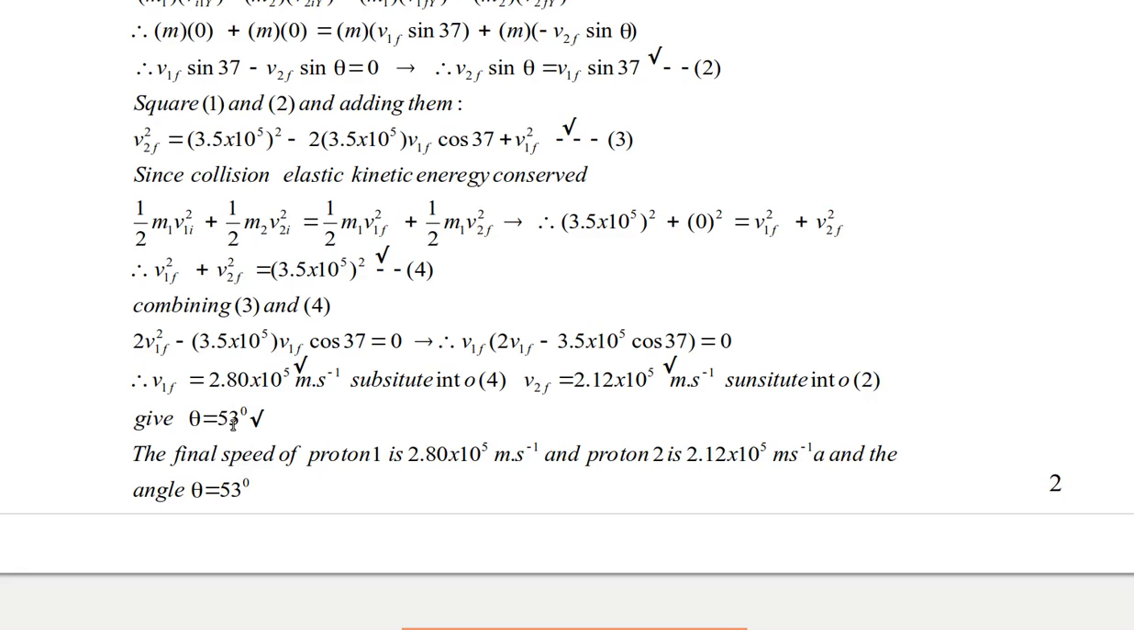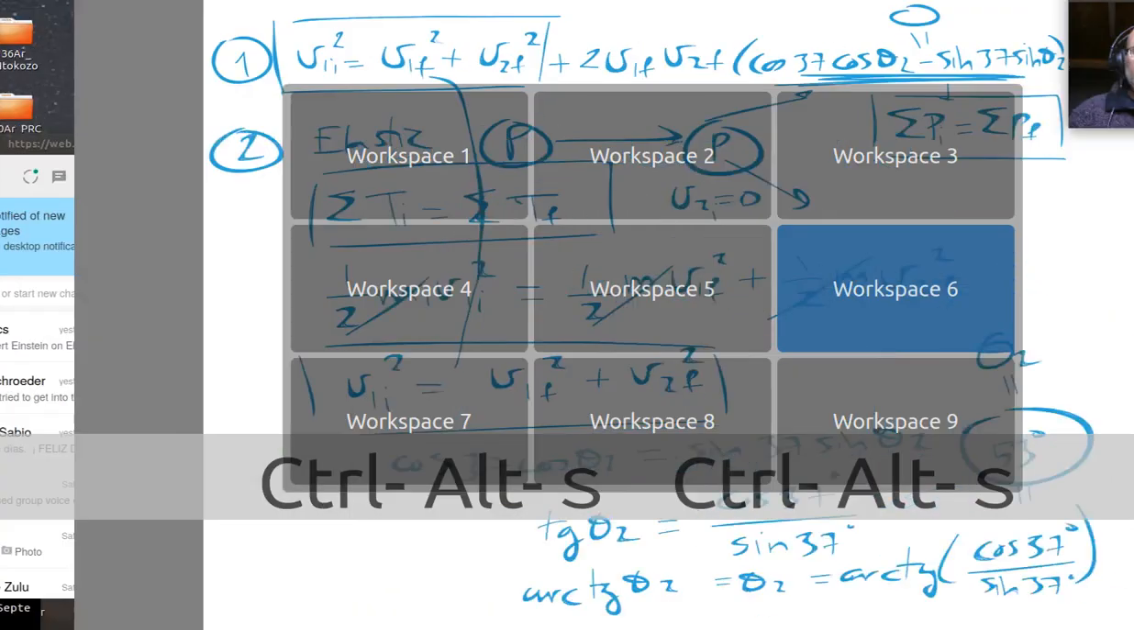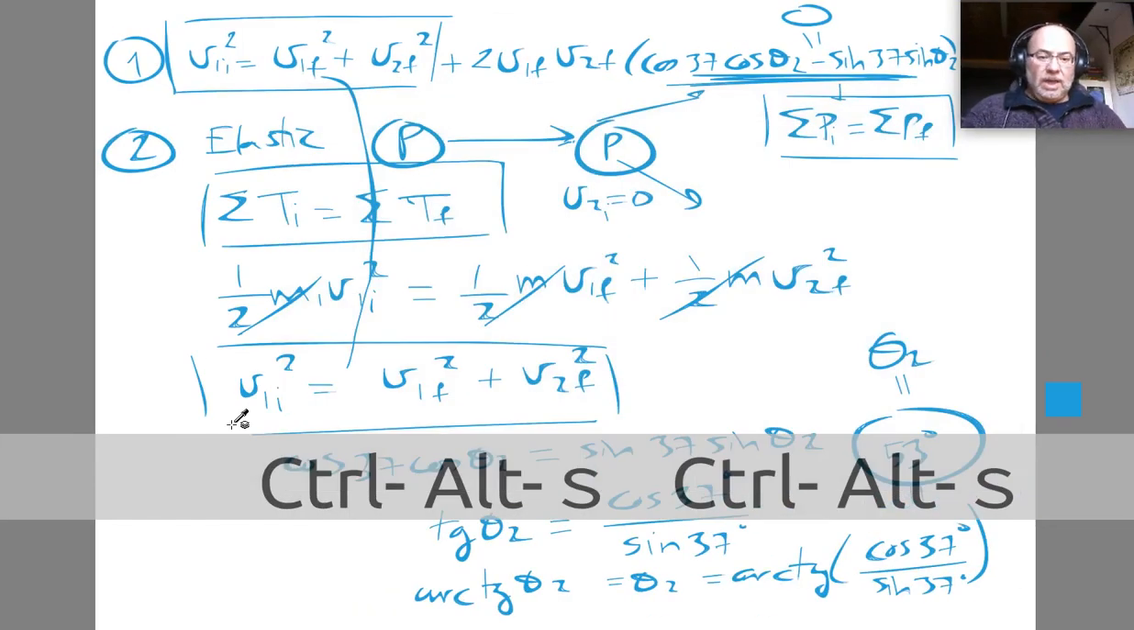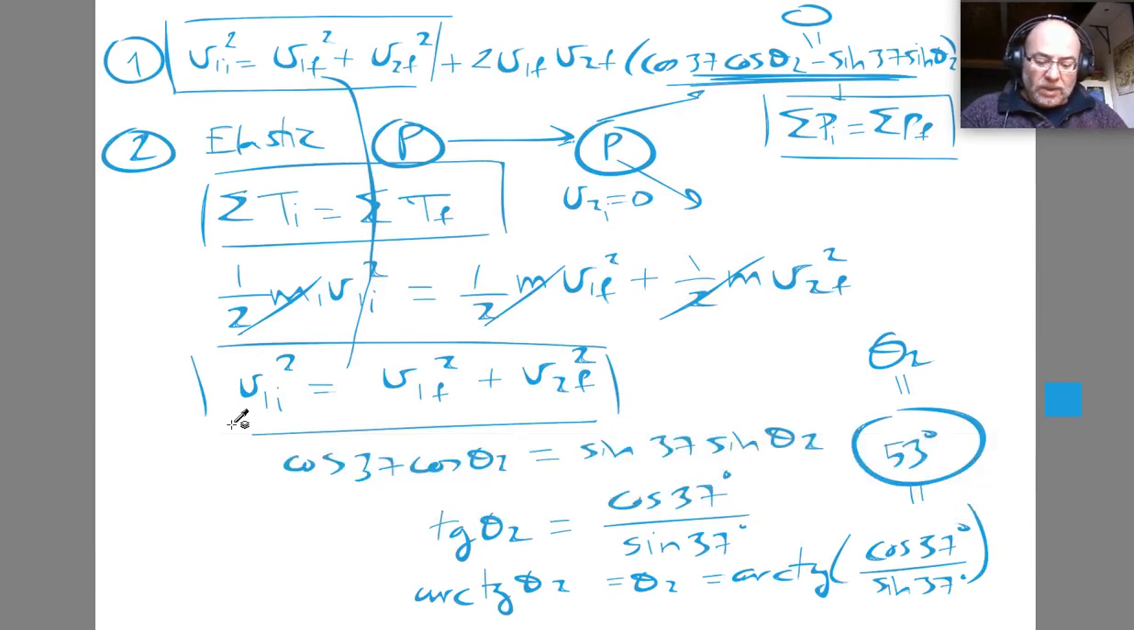So let's actually quickly calculate. We have cosine of 37 divided by sine of 37 is equal to that. So the inverse of the tangent of that, let me see, of ans, equals 53. Perfect.